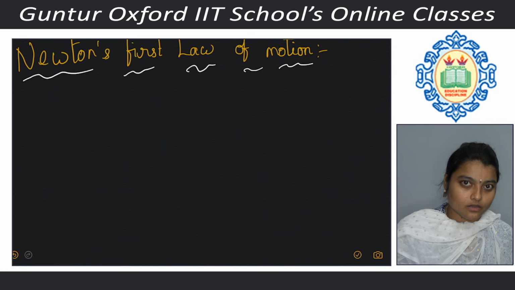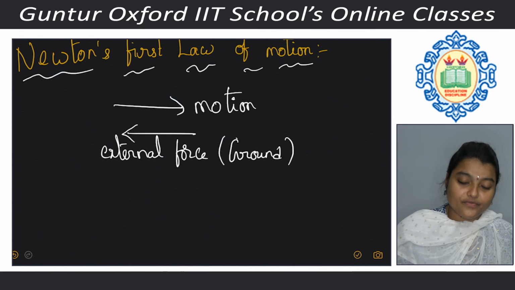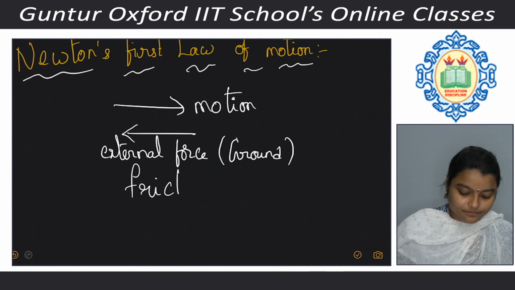That means if your motion is towards this direction, what about the external force? The external force from the ground will act in the direction opposite to the motion. That force, opposite to the direction of motion, is known as frictional force. So the motion of a body on the ground will be opposed by a force called frictional force.